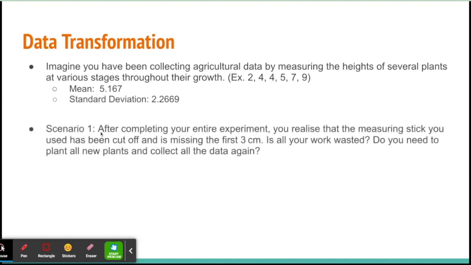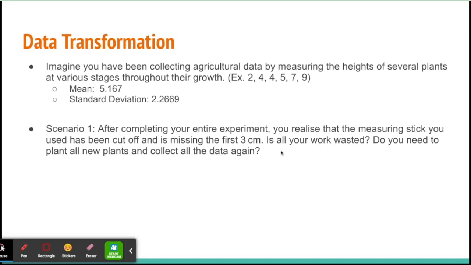If, for example, you realize after completing your entire experiment that the measuring stick you used has been cut off and it was actually missing 3 centimeters. So instead of having 2 centimeters, the actual value is plus 3 centimeters, so 5 centimeters, and so on and so forth. So we're adding 3 to all of our numbers. Is your work all wasted, and do you need to do the experiment all over again to collect your data?